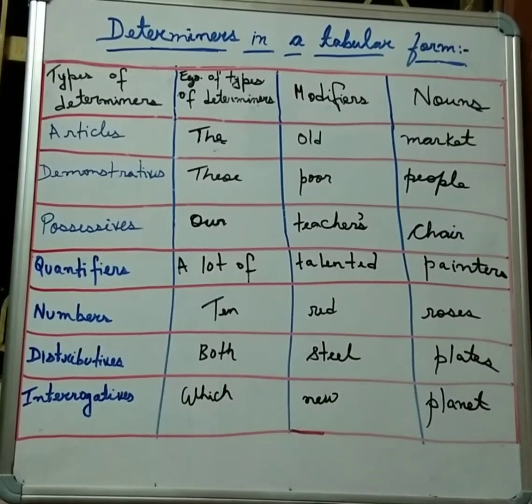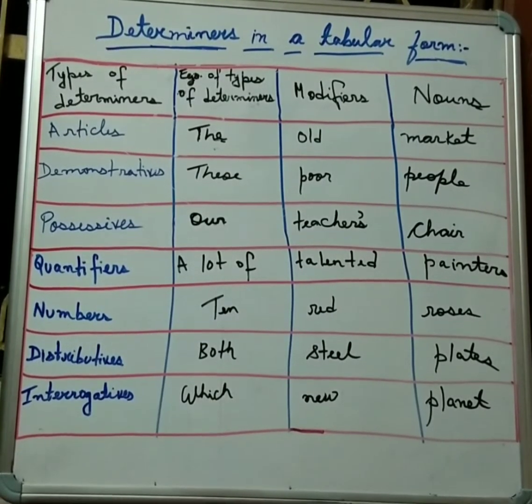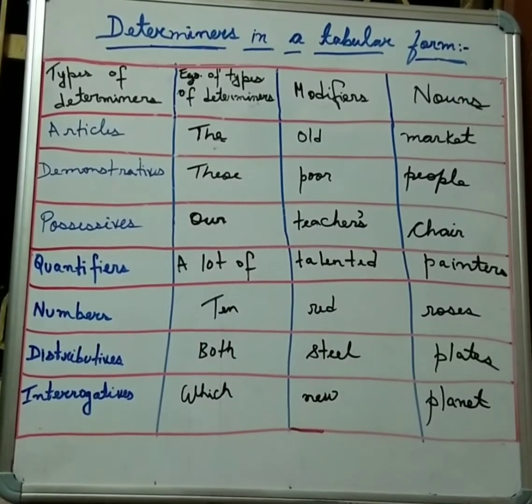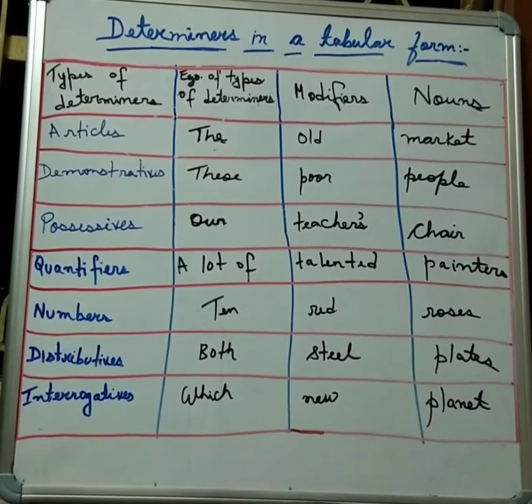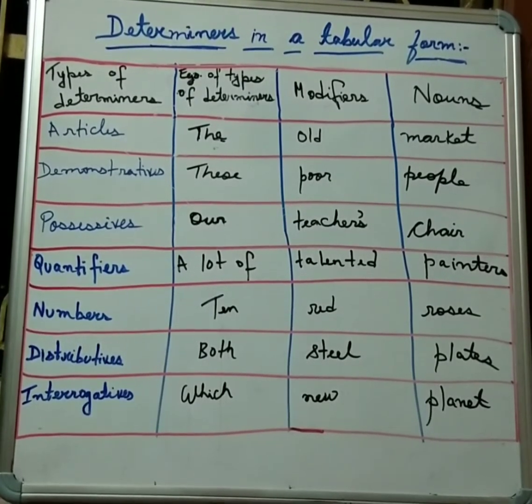Hello everybody. In today's class we shall learn about determiners in a tabular form. So I have taken only the crucial determiners which we use in our everyday lives. As you can see, there are 4 columns and 8 rows. Column 1 is for types of determiners, column 2 is for examples of types of determiners, column 3 is for modifiers, and the last column is for nouns.